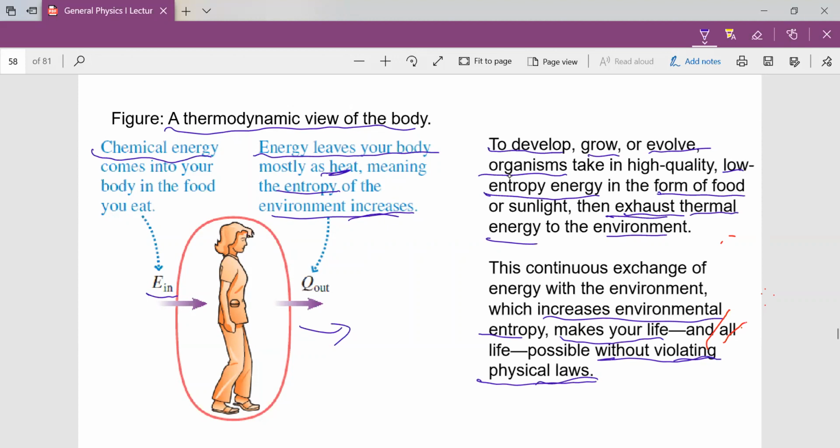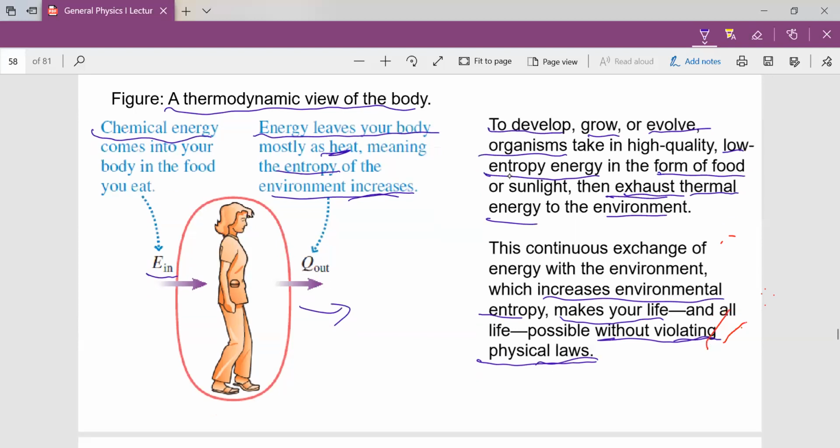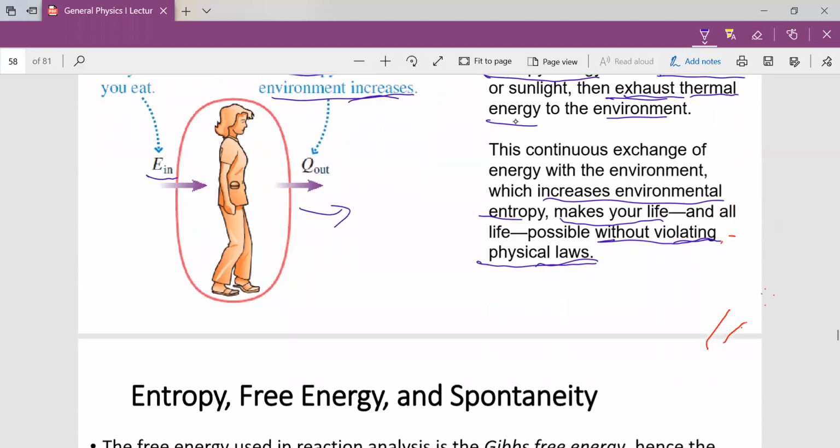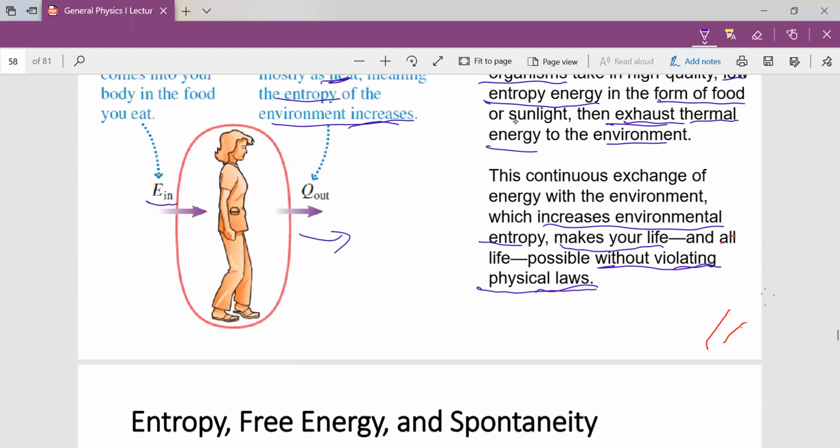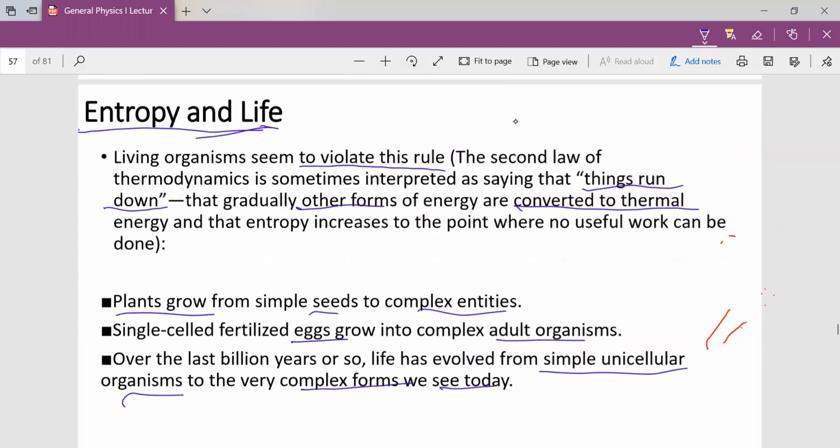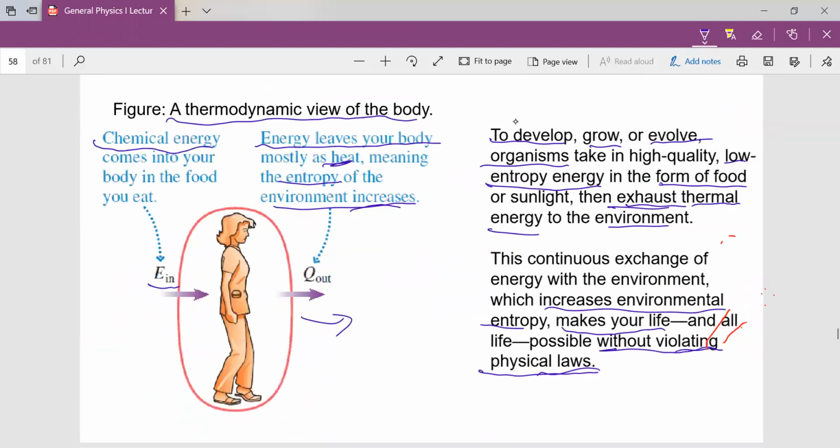Now, the physical laws, can they be violated? Yes, they can. But when you look through what we think is the violation process, it's eventually going to be described better in terms of transformation of energy. Okay. So that answers the question of entropy and life.